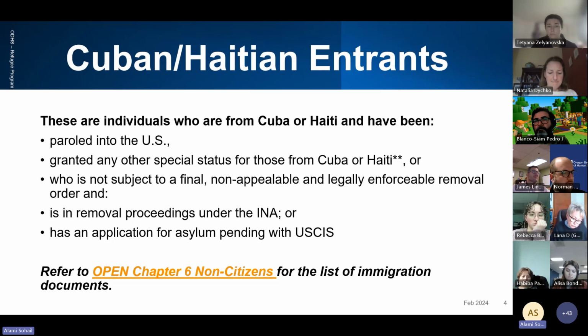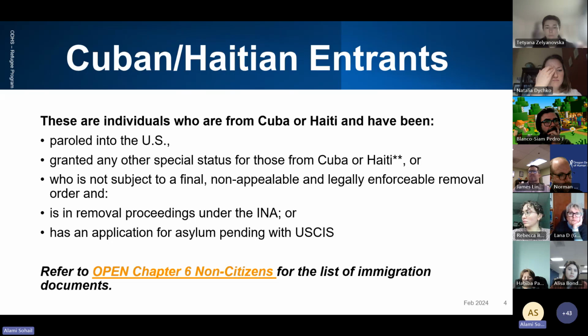Or they have entered the US and they are not subject to a final, non-appealable, and legally enforceable removal order, which means that they came here into the US, they were not paroled, they have either a notice to appear or they are in removal withholding, so they would present a couple of different types of documents to you, which we will look at. I have sample document types as well, pictures of them that is part of the slide deck. So they will show you one of those documents, and that will determine whether they are eligible or not.